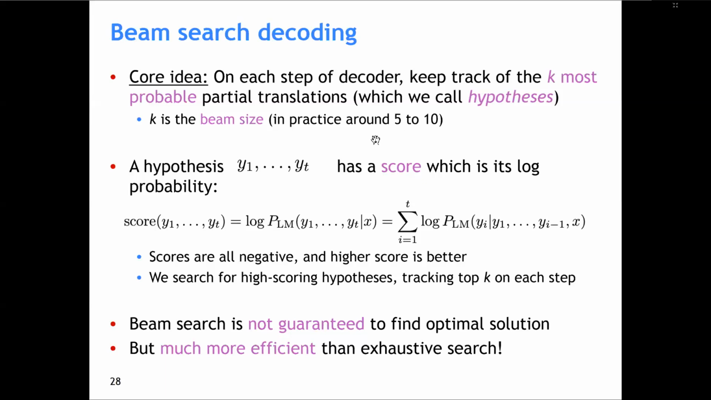If exhaustive search is not feasible, beam search is often used in language modeling for that. It's not guaranteed to find the optimal solution, but definitely it's more efficient than exhaustive search.